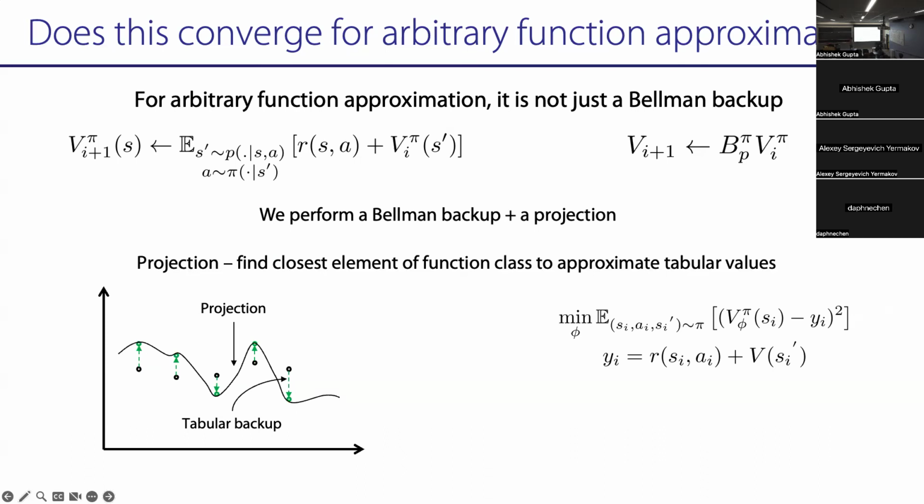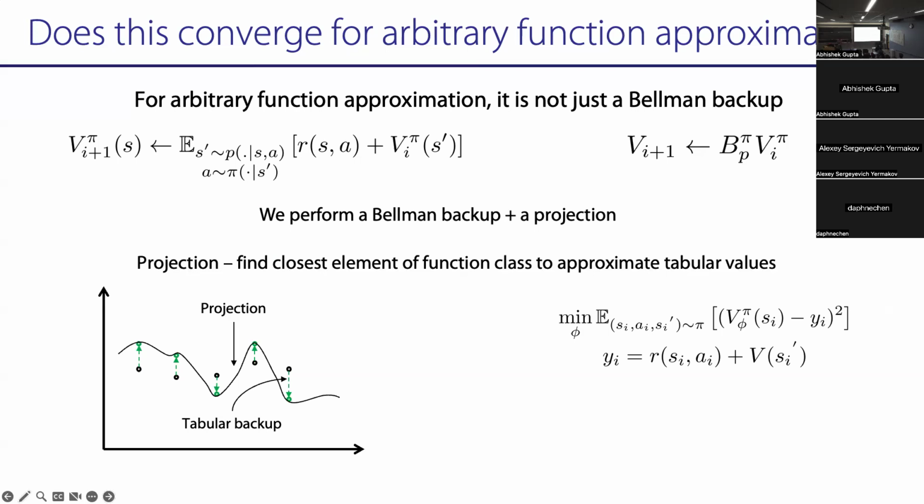So you can think of this as: take all the things in your batch, back them up, and then you're going to try and find the best thing in your function class. This function class could be whatever you want. We're going to use a neural net for a lot of it, but it could be a linear function approximator. It could be a polynomial, right? You're trying to find the best thing in your function class that gets as close as possible to minimizing the error in all those random values.